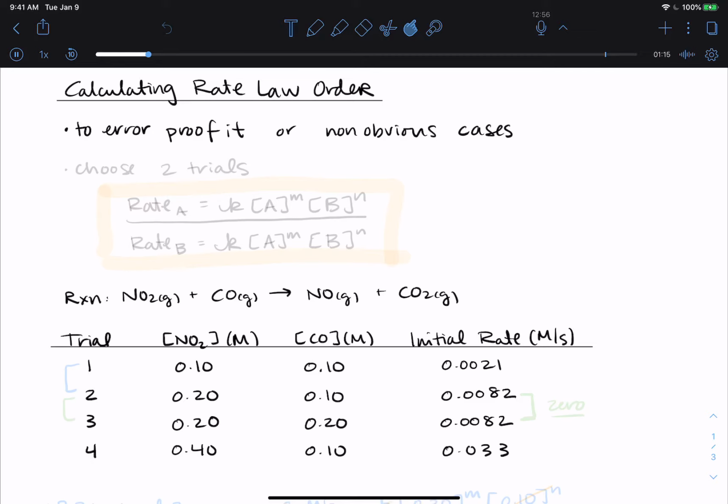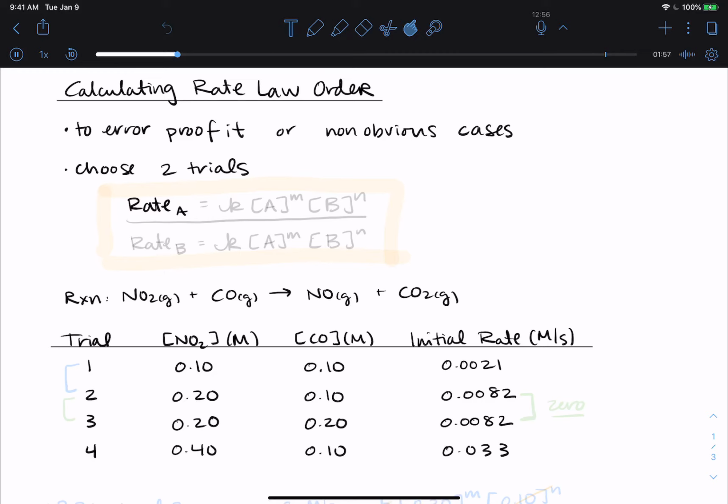So what you will do is choose two trials, and it can be any two trials, and then you will mathematically write the division of one over the other to look at the relationship between the two trials. And we're going to include everything from the rate law in this. So the rate of, I guess I can use A and B here. So A and B, it can be any two trials, and you can put whichever one in the top you want, whichever one in the bottom you want.